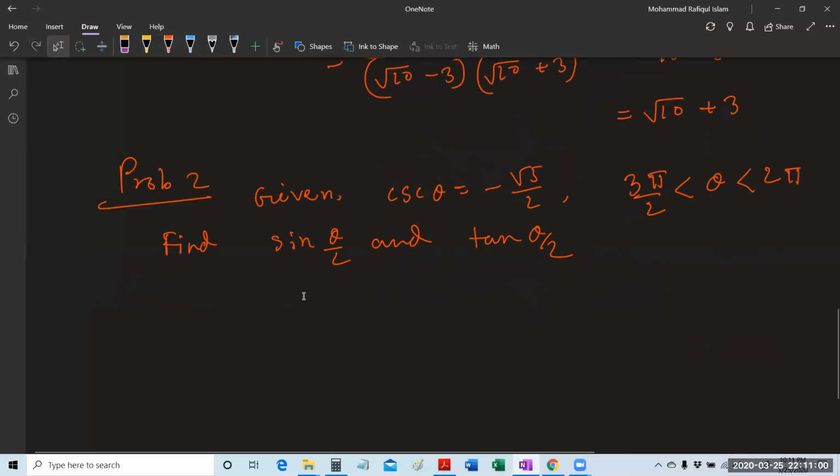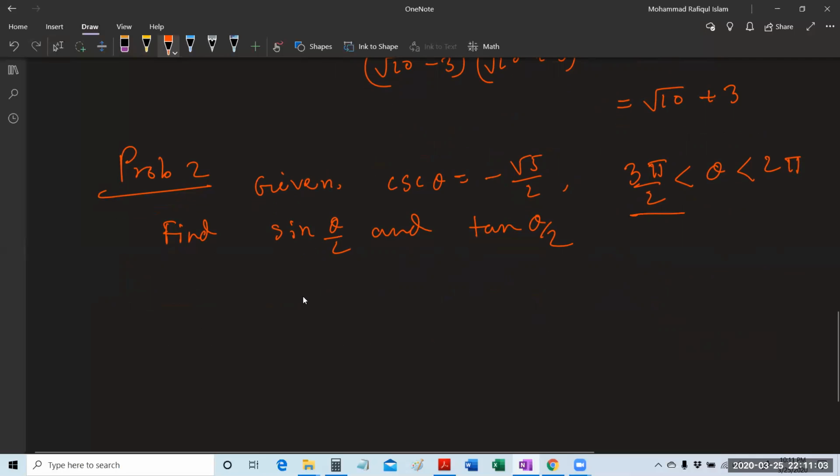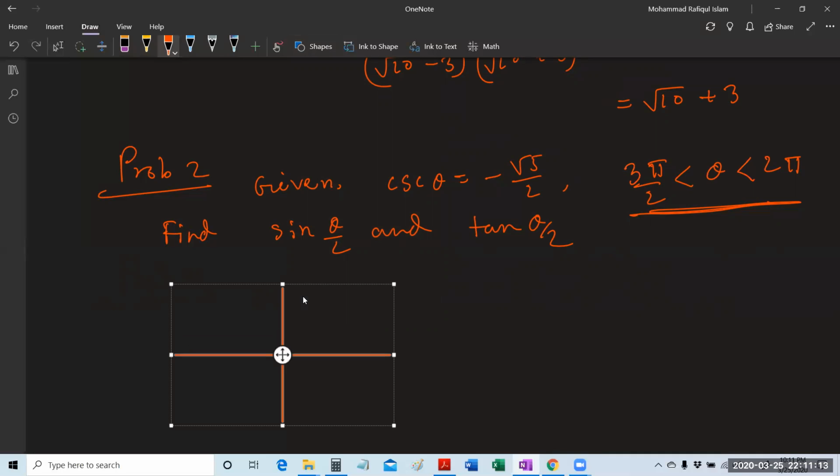So since theta is in quadrant 4, we can draw our angle in the coordinate system. This is the x-axis, y-axis, origin. Let's say this is our angle theta. We can draw a right angle triangle, and then our y equals -2 and r equals square root of 5, and we don't know the x. We can find this x using the Pythagorean theorem.